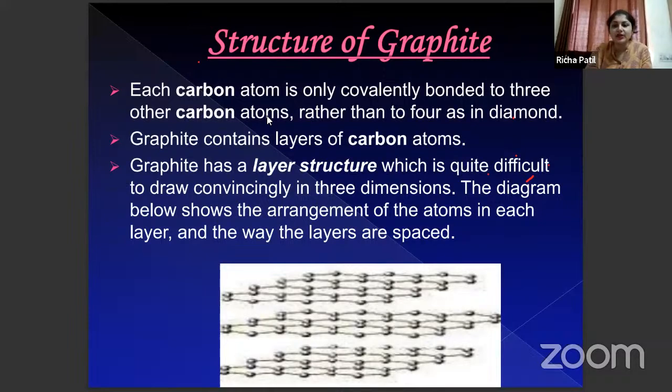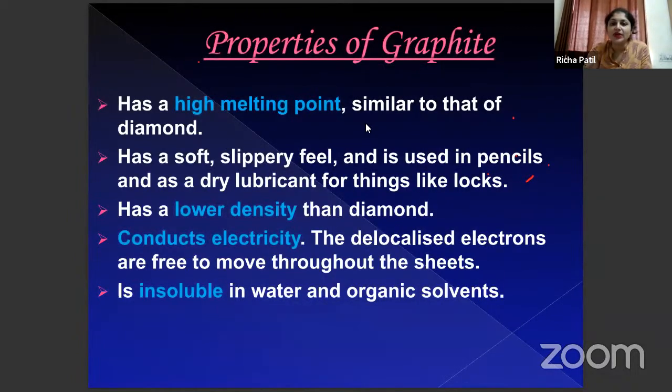You can see below, this is the arrangement of atoms in each layer. This is how it is spaced. Each carbon atom is linked covalently to 3 other carbon atoms, unlike in diamond, where each carbon atom is attached to 4 other carbon atoms. So this is the structure of graphite. What are the properties of graphite?